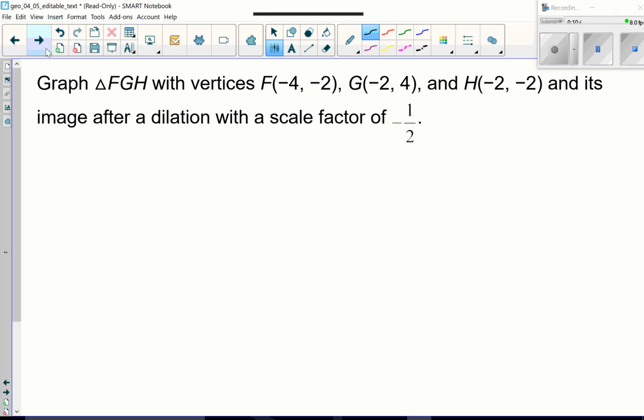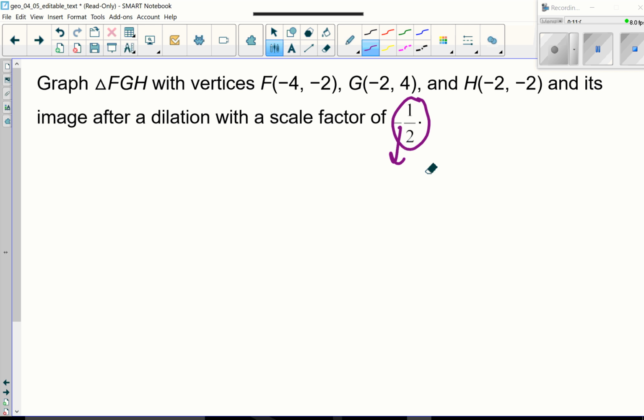Okay, hopefully you've come back. A couple more examples. We have a triangle here. We want to apply a scale factor of -0.5, so we can graph its image. The only thing I want to point out about the negative here is, yes, the half is going to make it reduced, but we also want to factor in this negative.